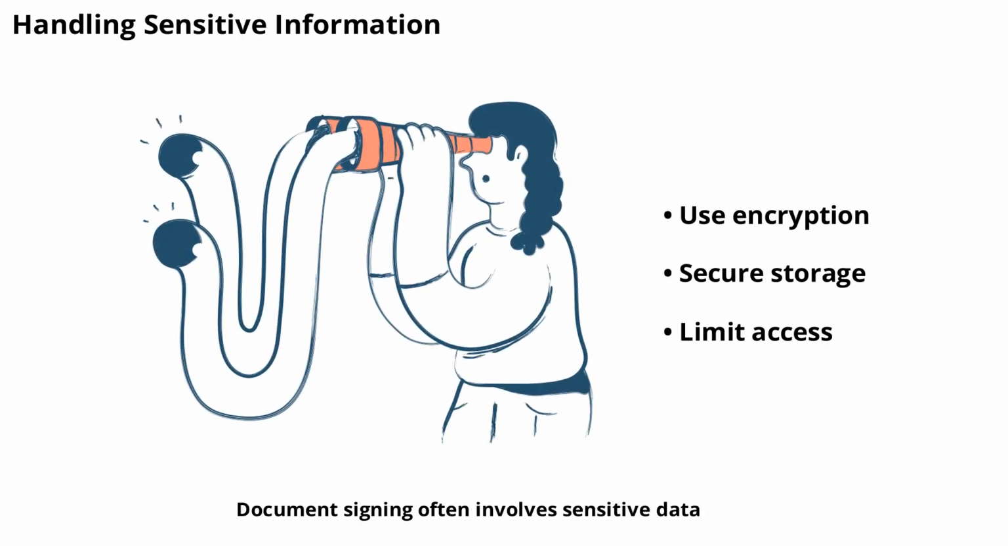Document signing often involves sensitive data. Use encryption and secure storage features in your help desk software to protect information. Limit access to authorized users and regularly update your security settings. Handling sensitive information carefully builds trust and ensures compliance.